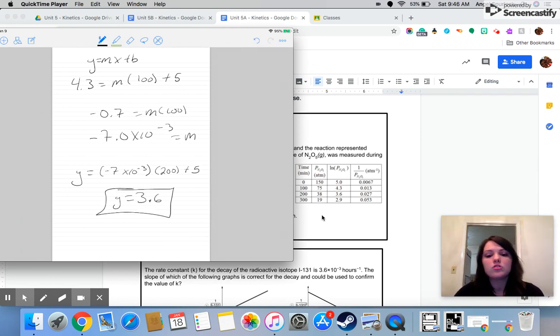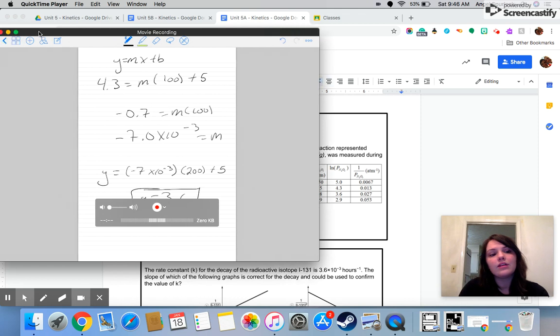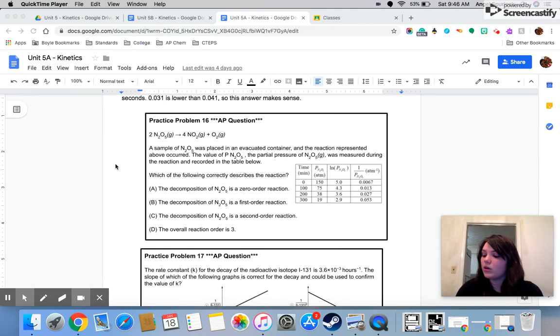Well, at 200 seconds, did our table tell us that y is equal to 3.6? And the answer is yes. So it's the first order that's giving us the correct information. It's giving us the correct slope. The first order graph would be linear. You could go through and try it with your second order data too, and you will find that it does not work out.